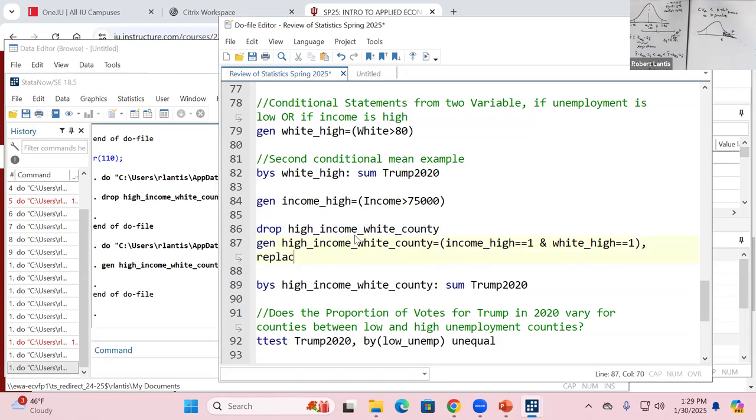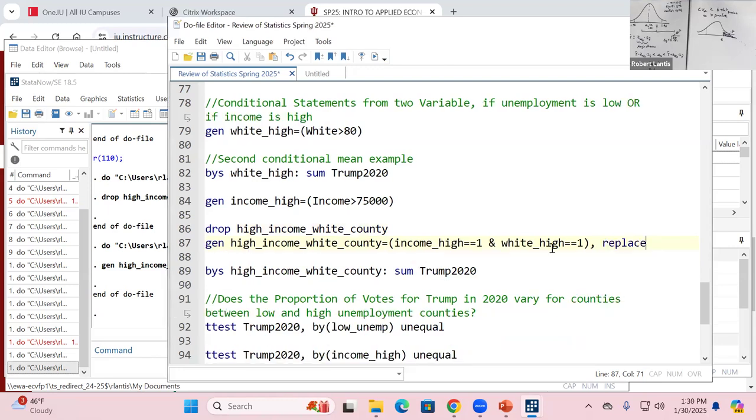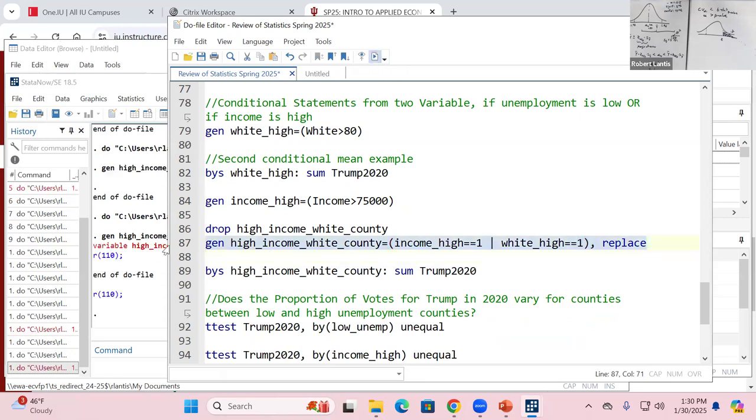When you use this gen command, you can also add onto the end a comma replace. If you ever want to make any edits, so let's say instead I want this to be if this is true or this is true, if it has either a high white population or high income, then if I put this comma replace command in there, it'll essentially drop it and then recreate it.